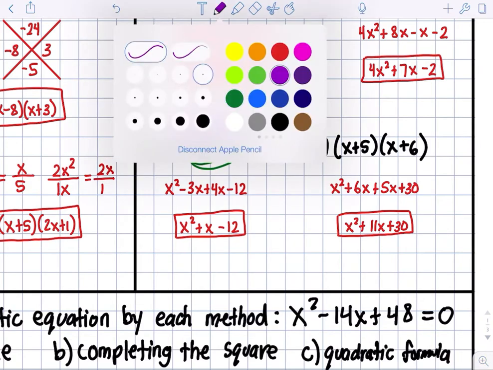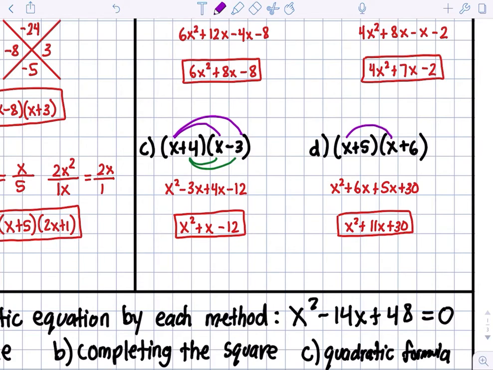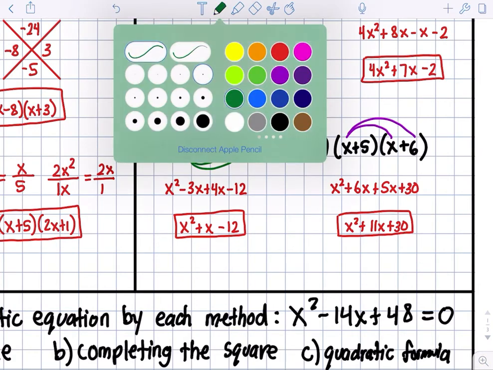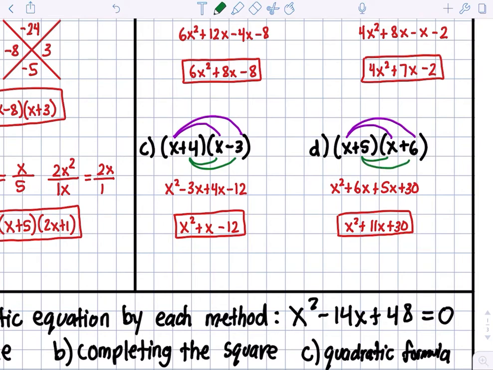Part D, distribute x to x and x to 6, and then distribute 5 to x and 5 to 6. Okay, so x times x is x squared. X times 6 is 6x. 5 times x is 5x. And 5 times 6 is 30. Then combine these like terms, we're just going to get x squared plus 11x plus 30.